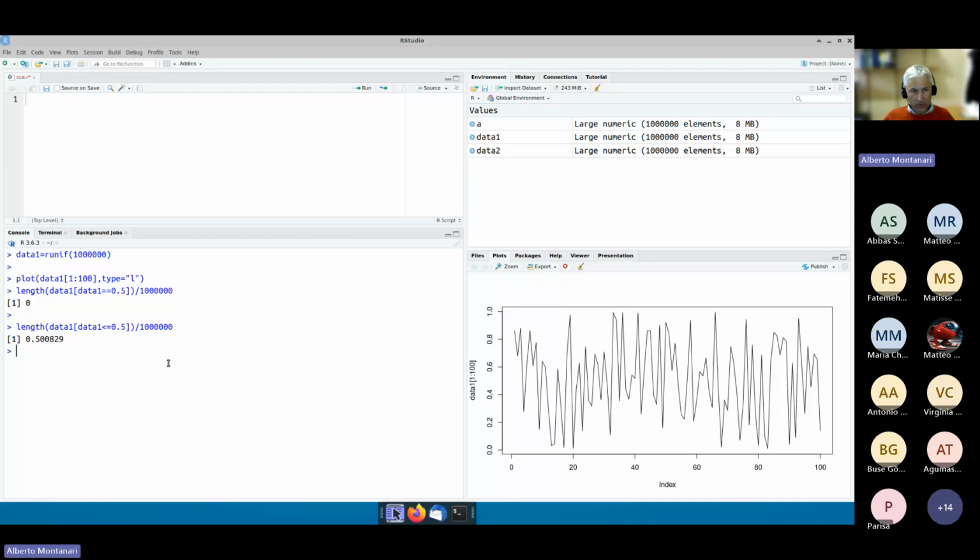Perfect. So, for instance, in this case, let me now refer back to R. Let me estimate the probability of not exceedance of 0.3, okay? 0.3.